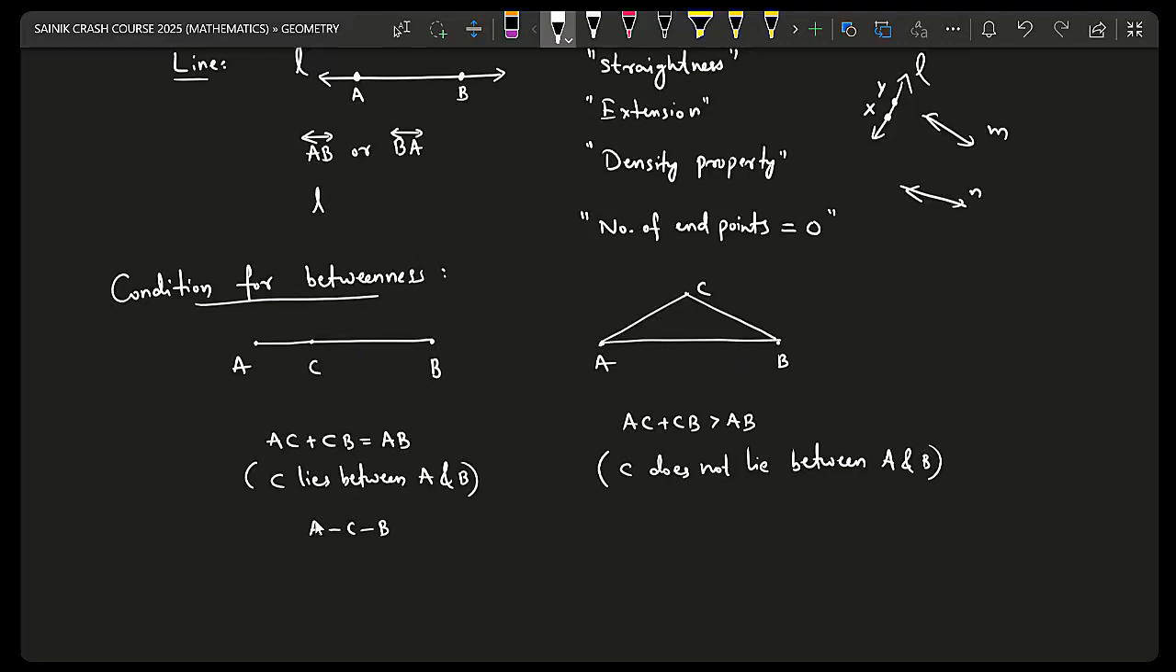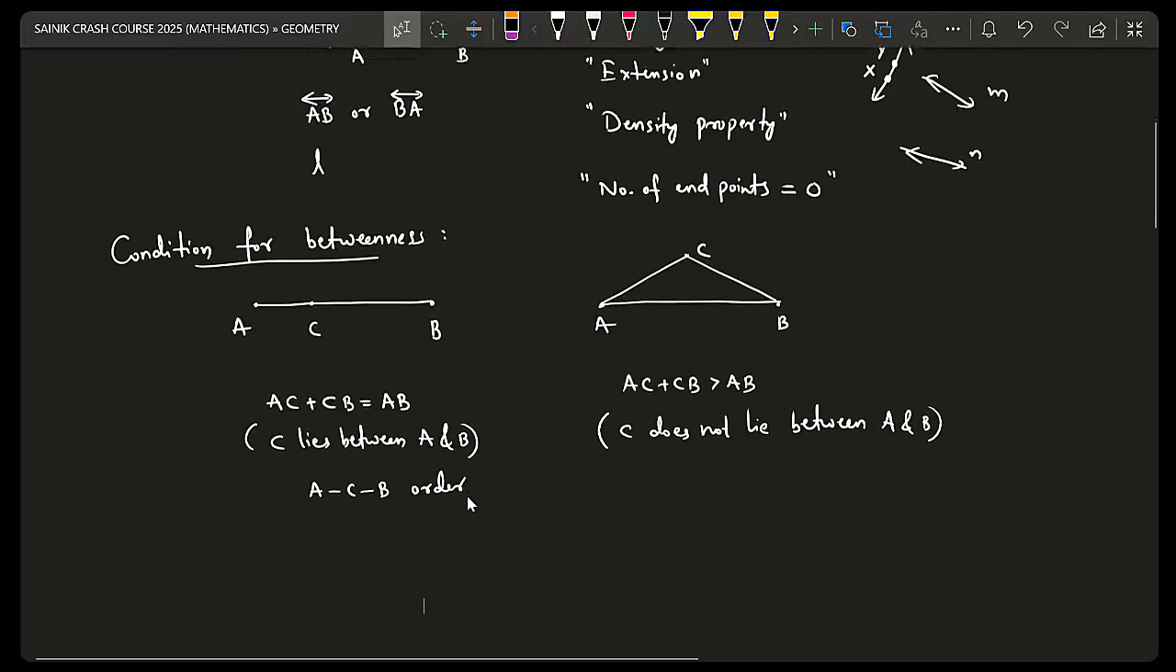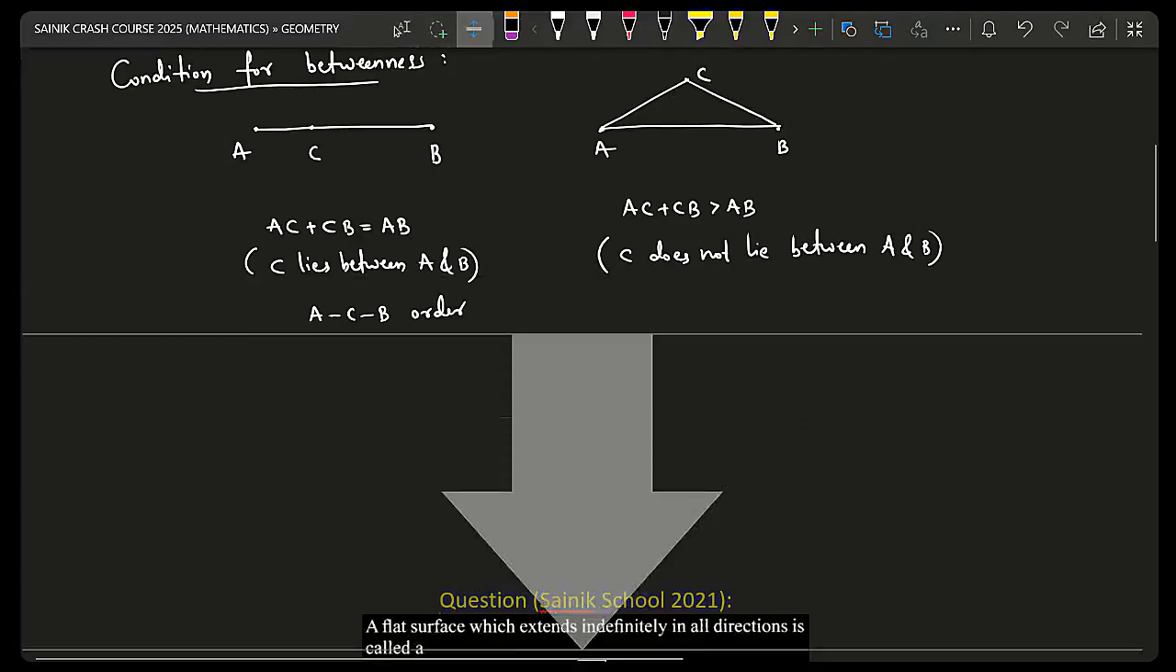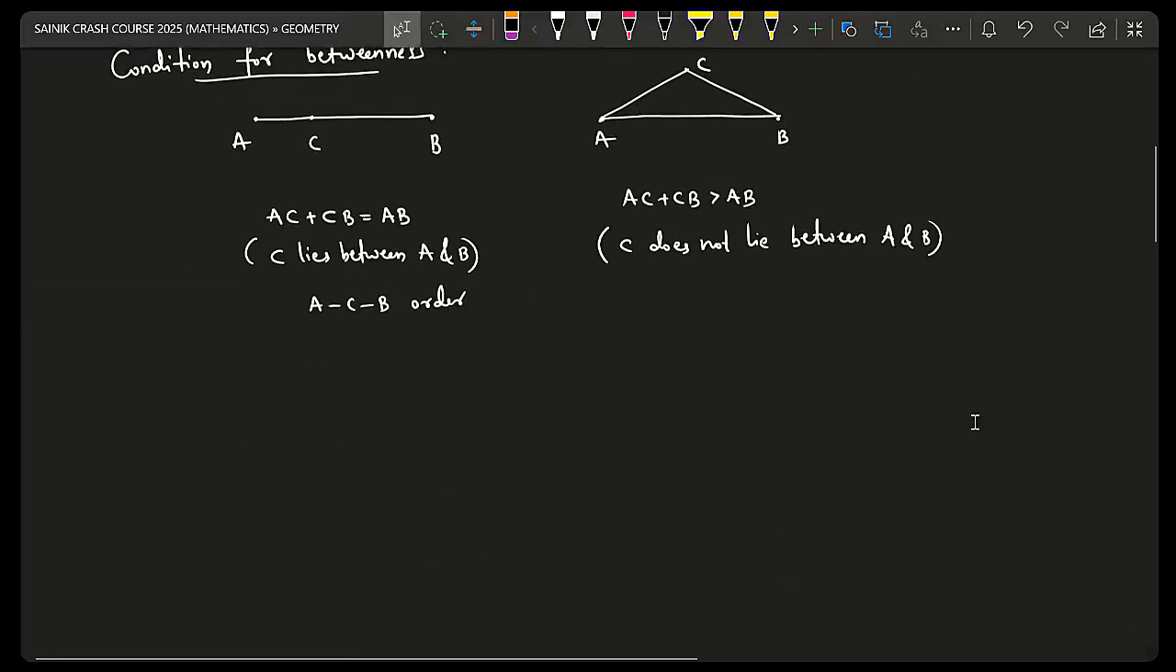What do you mean by ACB order? After A comes C and after C comes B. That is ACB order. Okay. And next, after this, we are going to discuss about ray. So ray is something like line only, but only one difference. Ray is also a one-dimensional figure, but it is having an end point. It won't extend on that side, but towards the other side it keeps on extending. Okay. So this is ray.